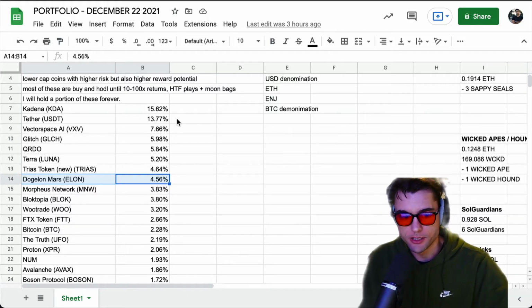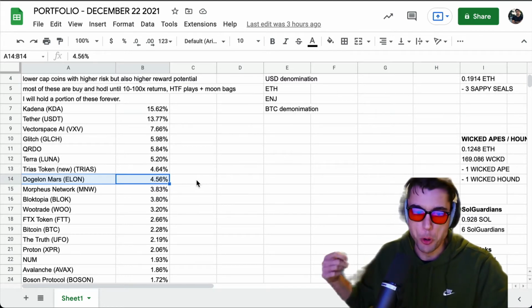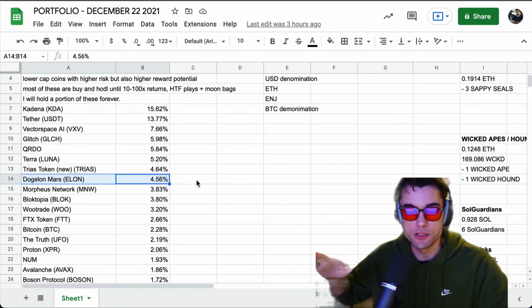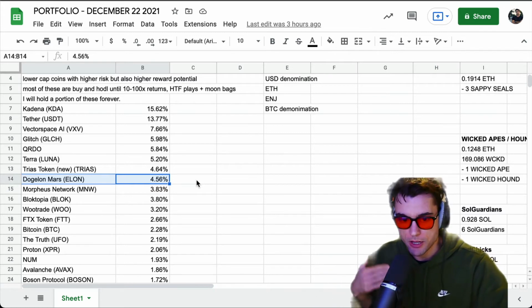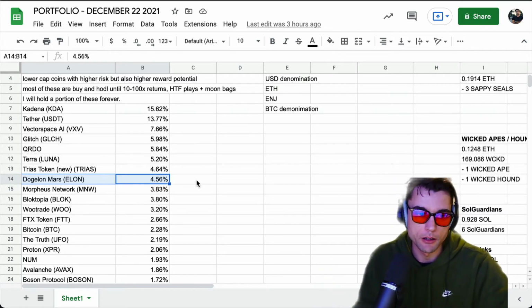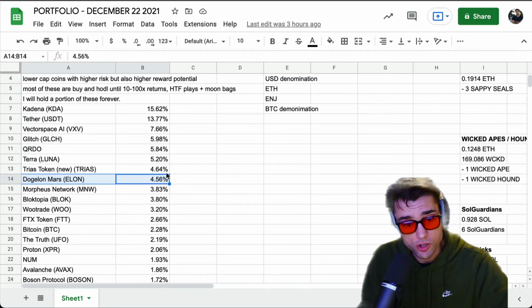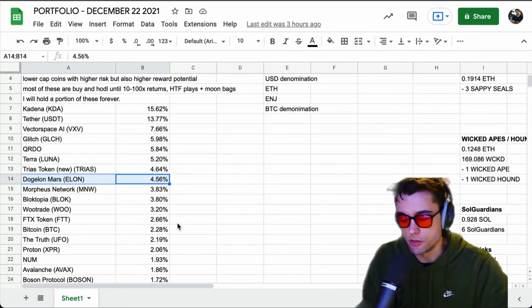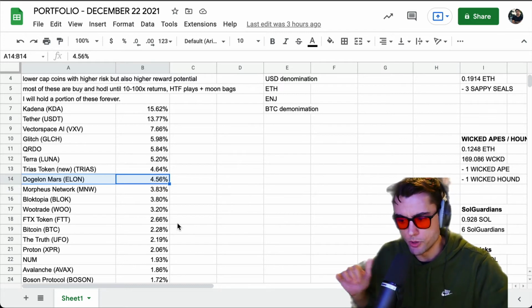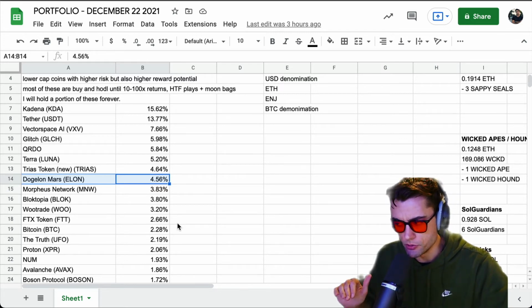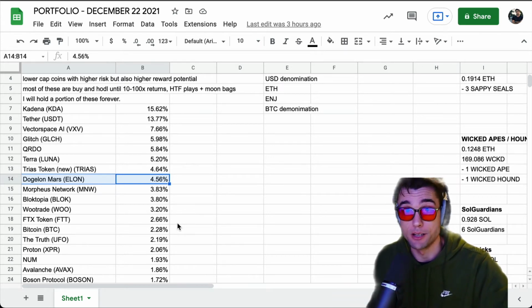All right, so next up we have Doge Elon Mars, or Elon, and this was one that I had on my MetaMask, and I transferred over here. In fact, a lot of these I had on my MetaMask and transferred over, which is why the portfolio changed from December to January. I tried to move it over while Ethereum was at the lows to make the gas fees as low as possible.